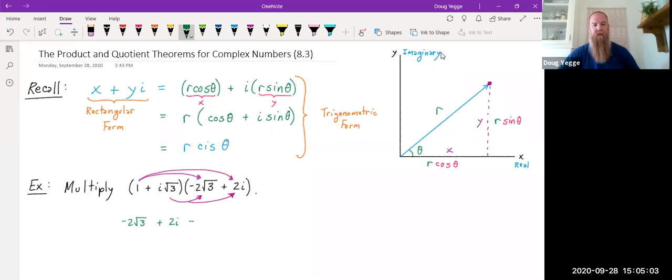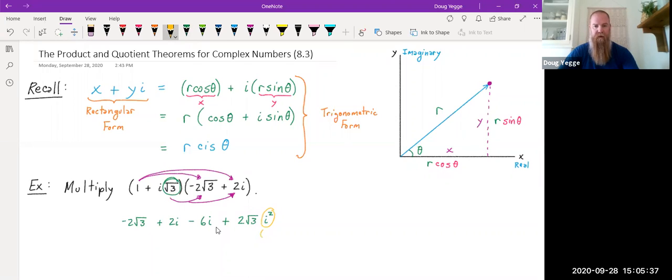minus i times 2 root 3 times root 3. So keep in mind, when I multiply root 3 times root 3, that just simply gives me 3. So 3 times negative 2i gives me negative 6i. And finally, when we multiply i root 3 times 2i, that's going to give me plus 2 root 3 i squared. Okay, well now let's keep in mind that i squared is in fact negative 1.